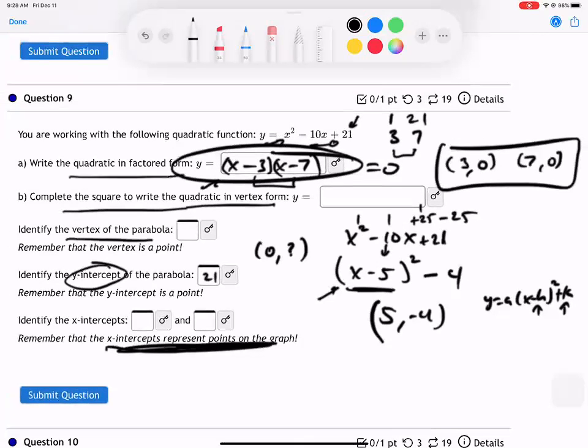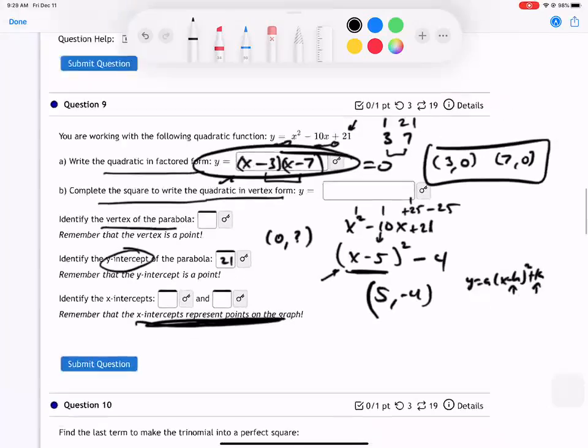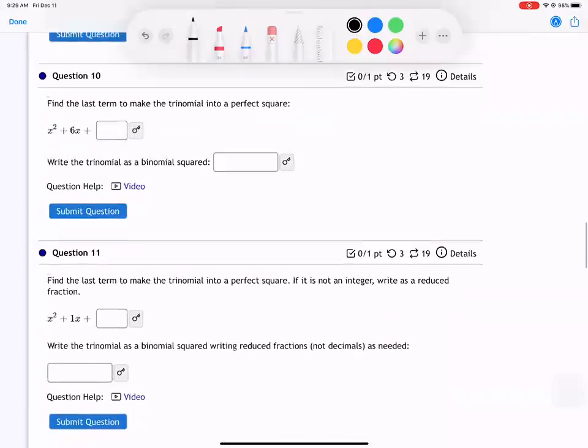Okay, so we had these problems before in our last test, so they shouldn't be new.